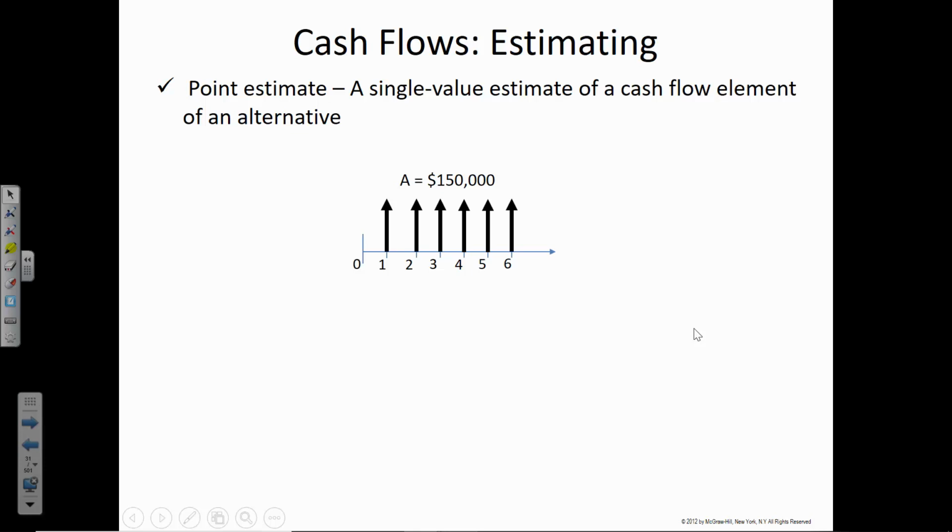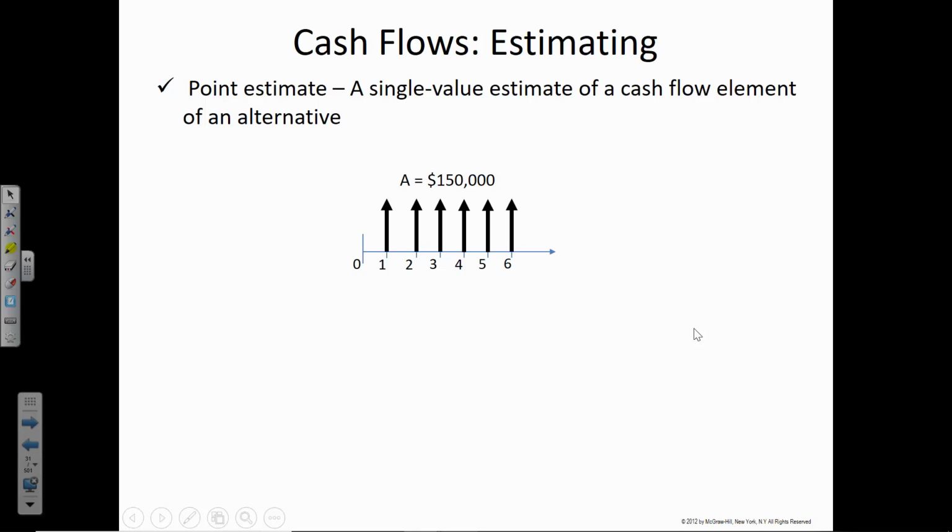Okay. Most of the time, when you're solving a problem or when you're drawing a cash flow diagram, you will represent these future amounts as point estimates. And so this is an illustration of how we just assume that we're able to predict with certainty how much our revenues will be in the future. And so this cash flow diagram is saying that each year you have an annual revenue of $150,000.